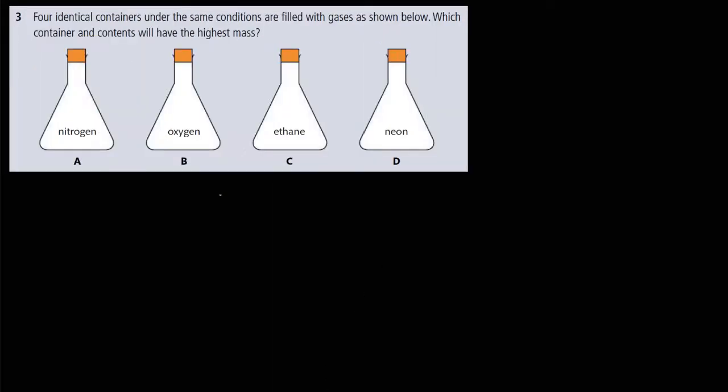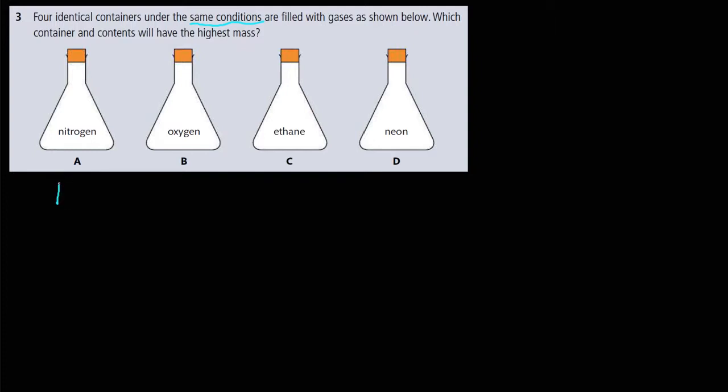4 identical containers under the same conditions are filled with gases as shown below. Which container and contents will have the highest mass? So since we see this phrase same conditions here, we can assume that all of these have the same temperature, volume, and pressure of gas. So then what we're really looking for is which of these gases has the greatest molar mass.